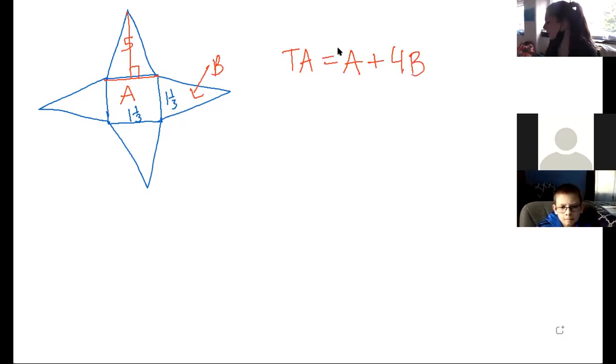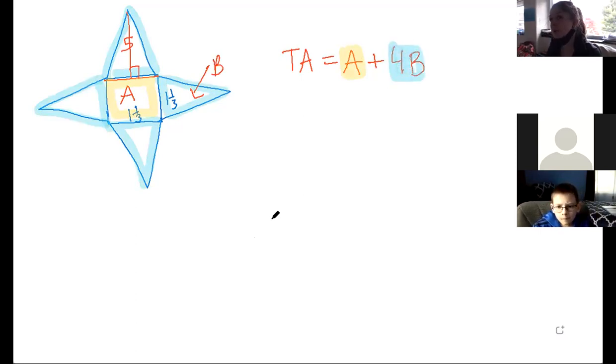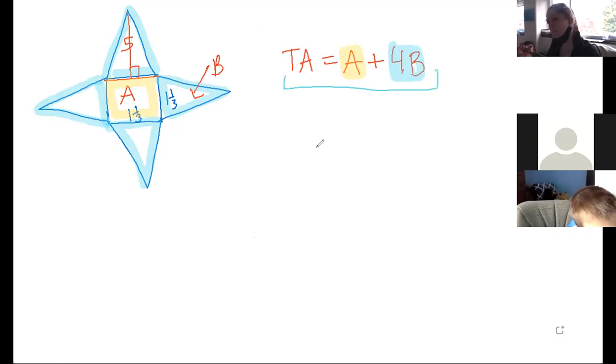Room 201 really liked it when I added a little color to it. They said, okay, that one's going to be A and this one's going to be B, and they could more visually see what shapes they were looking at and how much space they occupy. So you can use color if that helps you understand the problem a little bit more. Either way, we have to solve area for one square and one triangle, and then combine those with this total area formula.